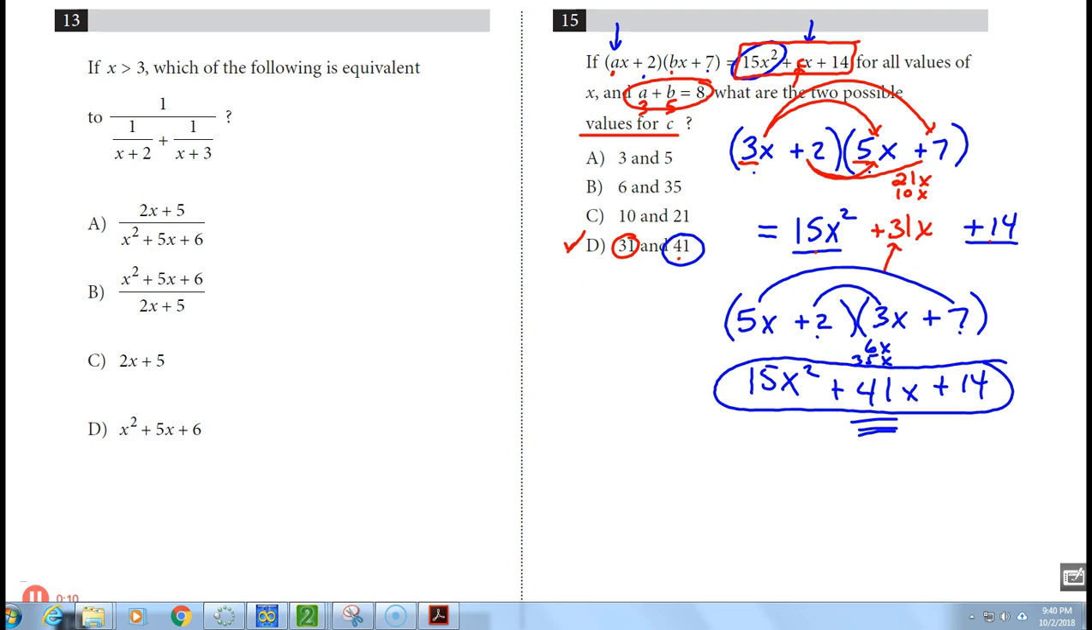Okay, so those are the two possibilities to get 31 and 41. Had they not given me this clue, I might have thought that I could have done 15x times 1x, because that's another way to get 15x squared. But the problem with that is, 15 plus 1, they told me A plus B had to be 8. And that would have been 16. That would not have worked. So I knew I couldn't start with 15 and 1. I knew it had to be a 3 and a 5. So not too bad, really. I've seen worse for the last question on the no calculator, but not too bad.